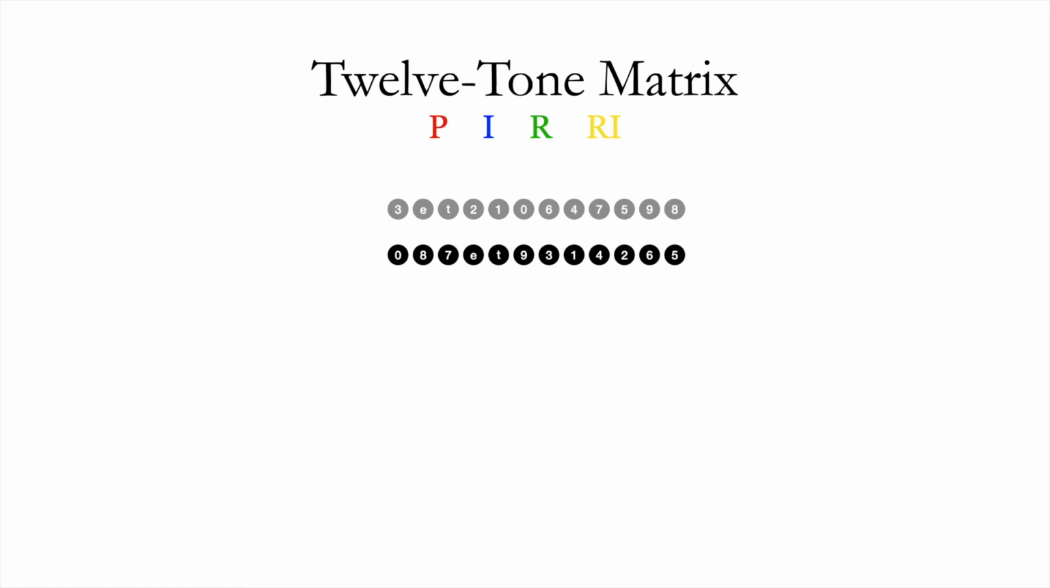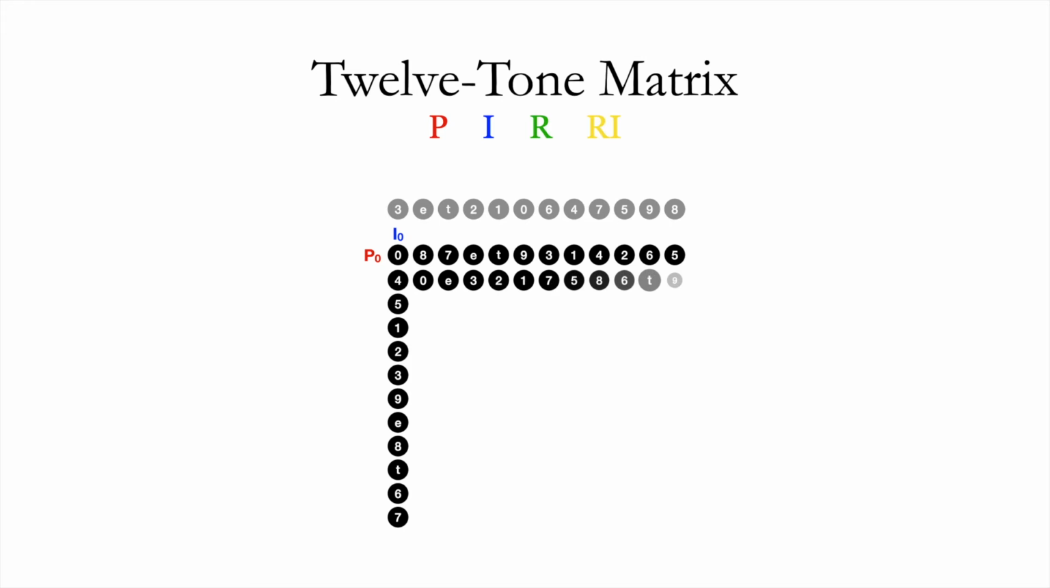2. Invert this version of the row and place it down the left side column from top to bottom. This is referred to as I0. 3. Fill in subsequent rows by transposing P0 to match the first integer of each row as given by I0.